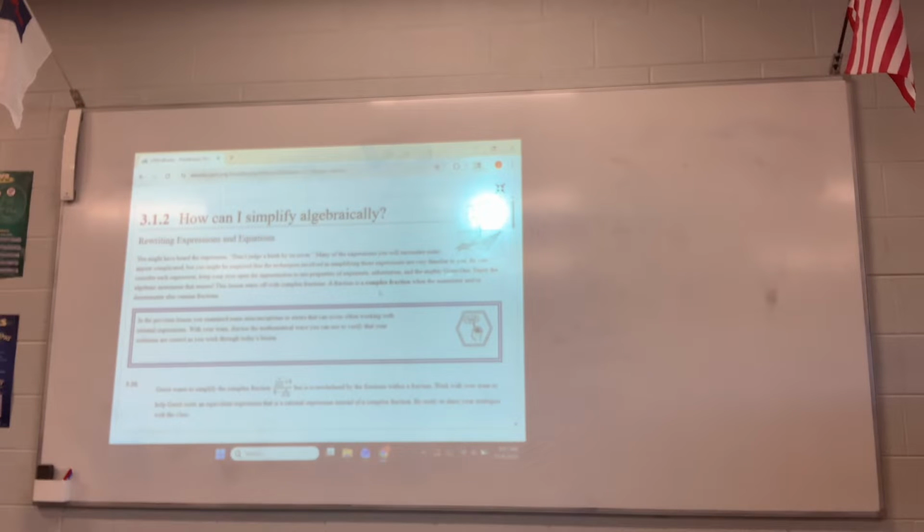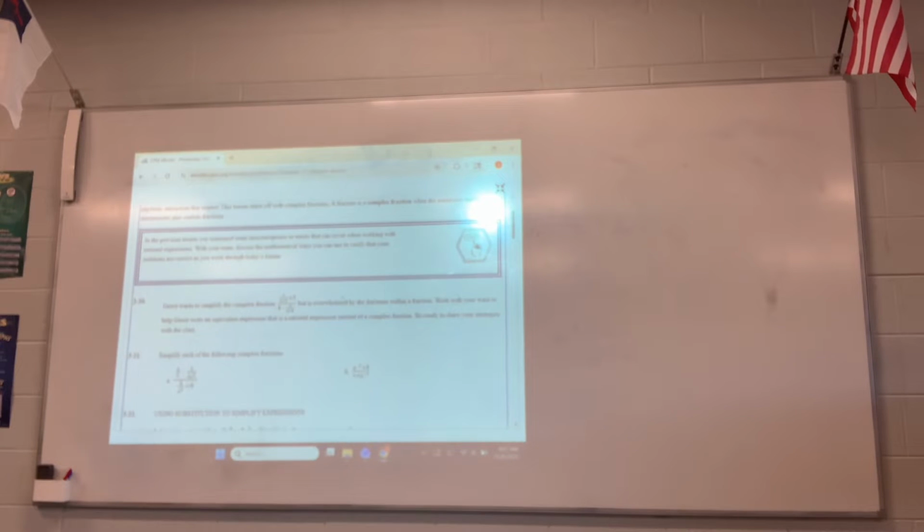Okay, these lessons start off with complex fractions. A complex fraction is when the numerator and/or denominator also contain a fraction. So it's like a fraction within a fraction. That's what a complex fraction is, but it's the same process. So 320, Garrett wants to simplify the complex fraction, but is overwhelmed by the fraction within a fraction. Work with your team to help Garrett write an equivalent expression that is a rational expression instead of a complex fraction. So we just got to get rid of these fractions within a fraction, right?